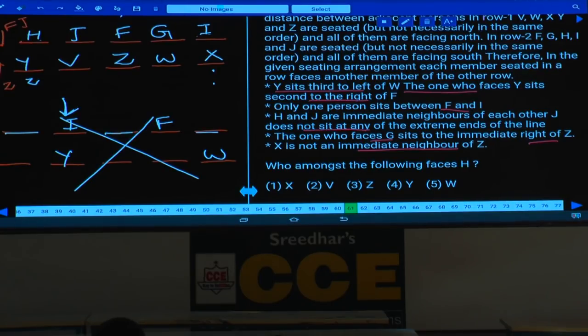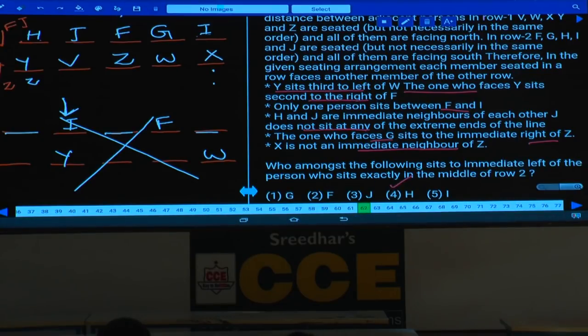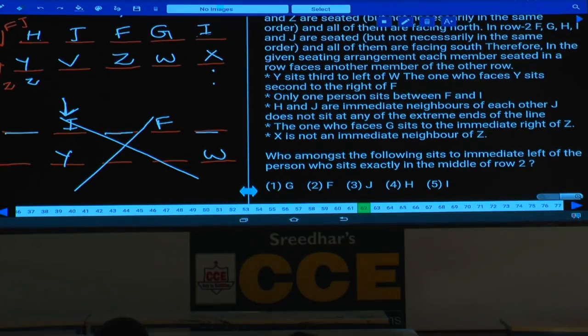Y is facing H, that is choice 4. Then question number 62. Who among the following sits to the immediate left of the person who sits exactly in the middle of row 2? Which is row 2 here? Row 2 is this one, who are facing south. Then who is exactly at the center? F. And to the immediate left of F, who is that person? G. G, that is given in choice 1. F is exactly at the center in row 2 and G is to the immediate left of this person.